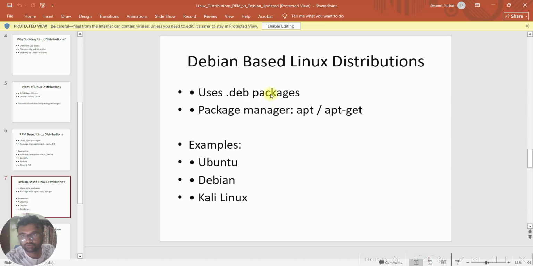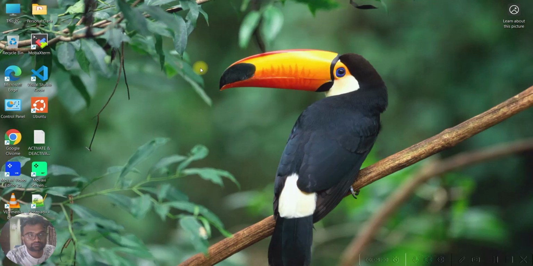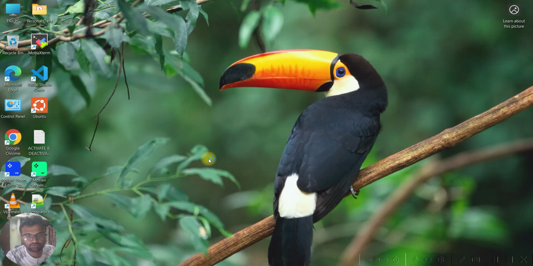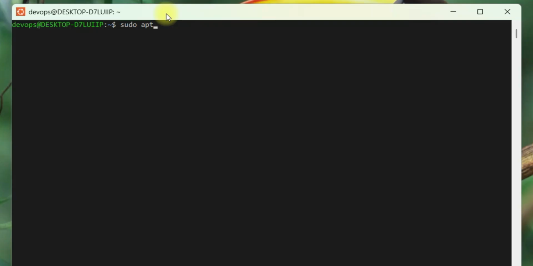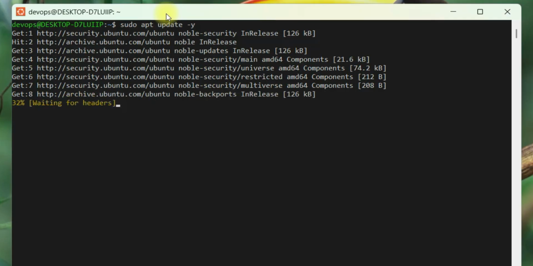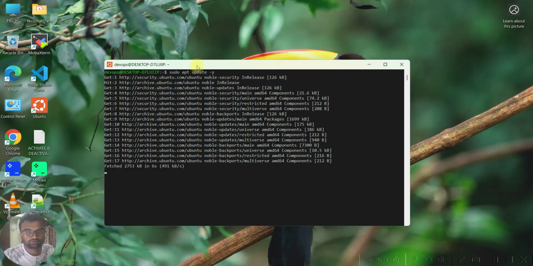Okay, so let me show you an example. I have Ubuntu over here. Let me just open Ubuntu. I'll show you in real time. Yeah, it's a bit slow. Okay, so this is Ubuntu. If I want to update the packages, sudo apt update -y. See, now it is updating my whole packages. Because it is Ubuntu, we are using apt.